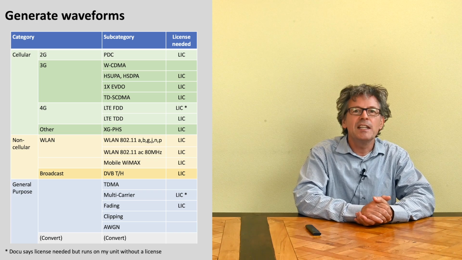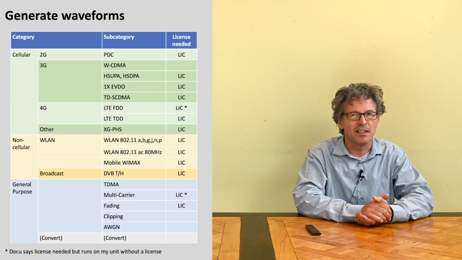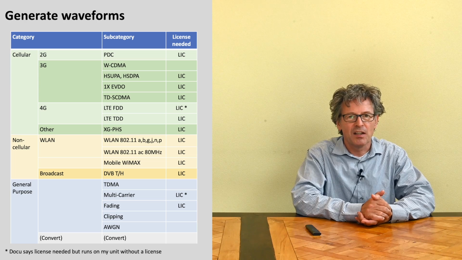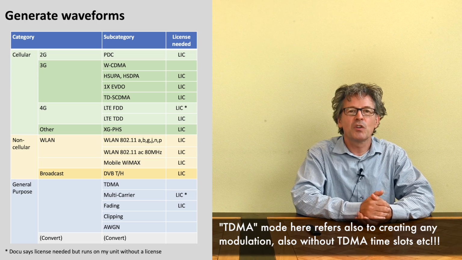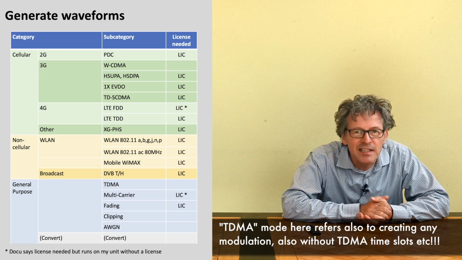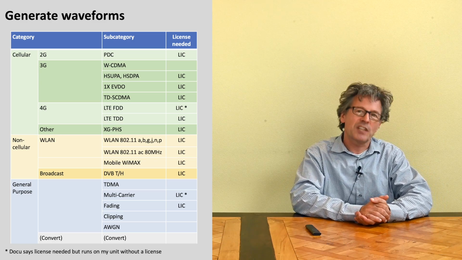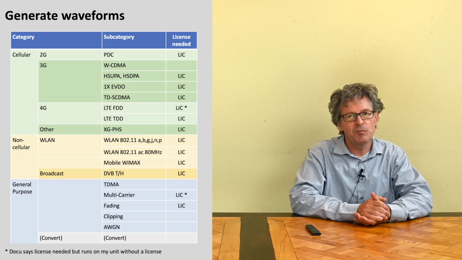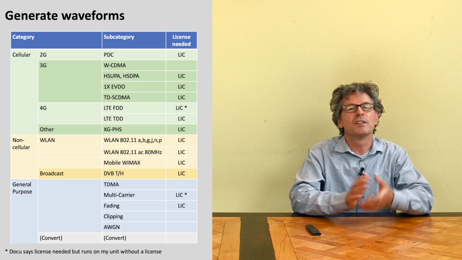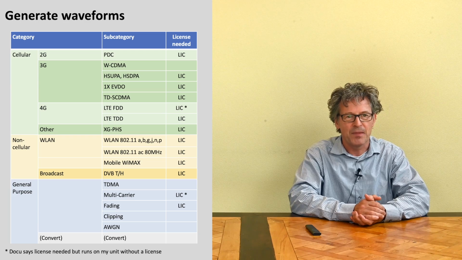Now you also see here that you do need licenses in a number of cases in order to generate these waveforms. Most importantly, the general purpose things, TDMA, the noise generator, those you don't need a license for, and that's what I probably care about most. And interestingly enough, for the multi-carrier waveform generation, the manual says that you need a license, but actually I don't seem to have that license, but it runs nevertheless, so I can't fully explain that. There's a bit of a discrepancy, I think, between the manual and what actually works and doesn't work on the device.